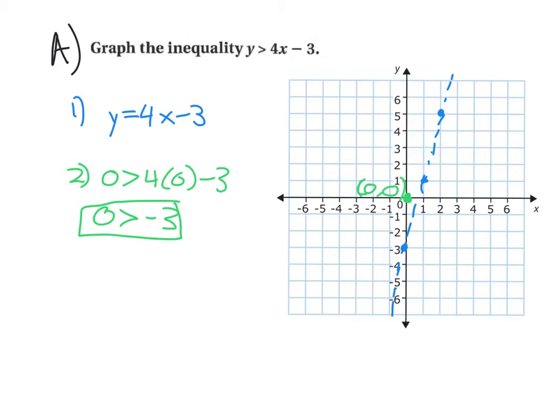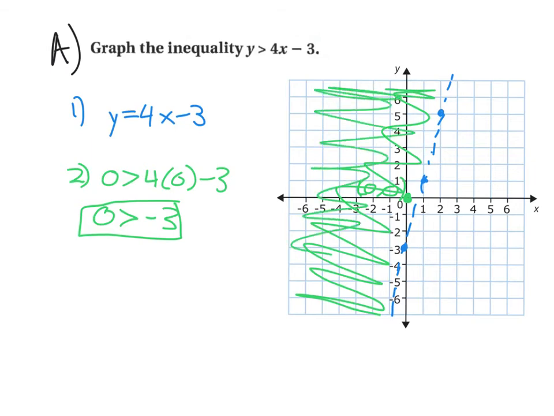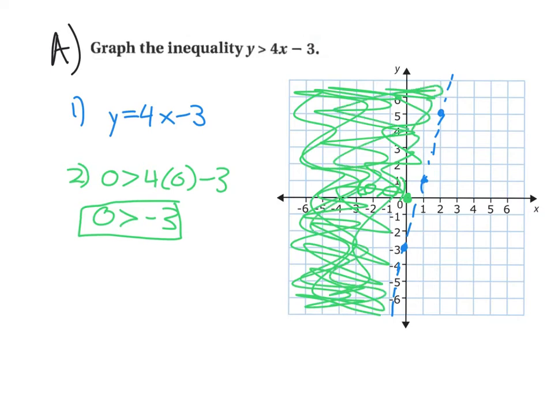That also tells us that all of these numbers on this side of the line are going to be solutions. So what we do is we shade in that side of the graph to show where all of our solutions are. If we tested any numbers over here, we would see that these are not solutions. For instance, if I tested 4, 0, 0 is greater than 16 minus 3, that would be 13. 0 is greater than 13, that would be false. All of these points here would make this statement false.